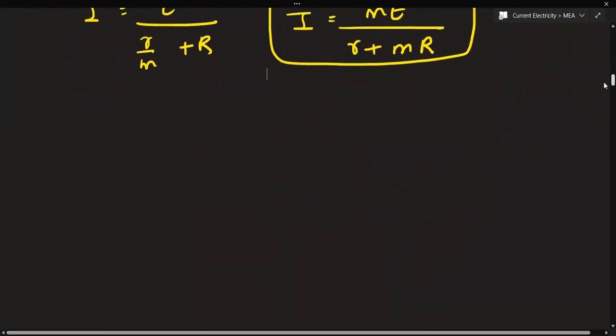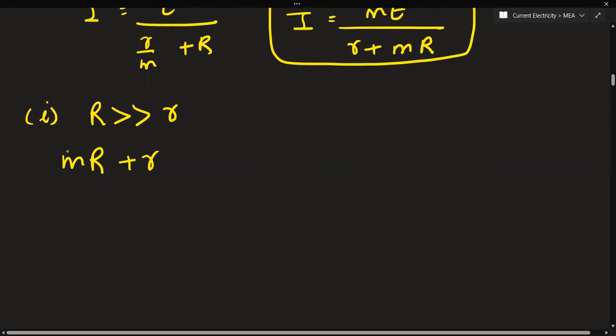Now the two cases that we had discussed in the last class as well. Two cases: when your external resistor is greater than your internal resistor. When your external resistor is greater than your internal resistor, it means capital R value is huge. We are taking the numerator as what? We are taking the numerator as MR plus small r. Now this term is huge.